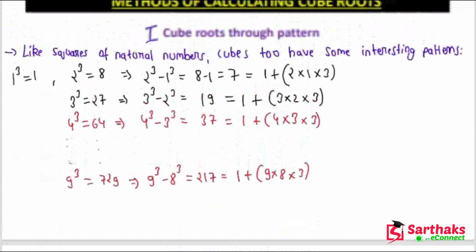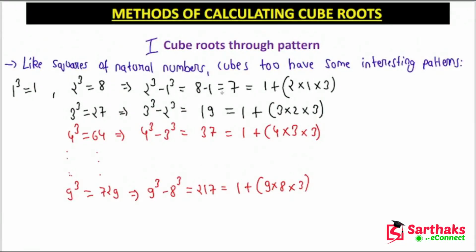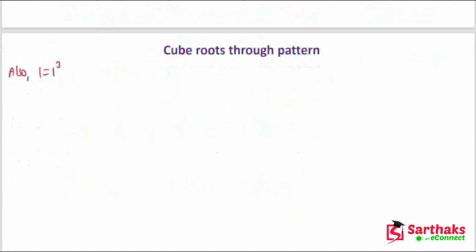You should see the numbers we are getting here: 7, then the next number was 19, the next difference was 37. Similarly, in this particular pattern we will now get 1 plus 5 into 4 into 3, similarly 6 into 5 into 3, then 7 into 6 into 3, then 8 into 7 into 3, then we are getting 9 into 8 into 3 plus 1. Okay, so this is the pattern. So if we see these numbers 7, 19, 37, now we'll use them.